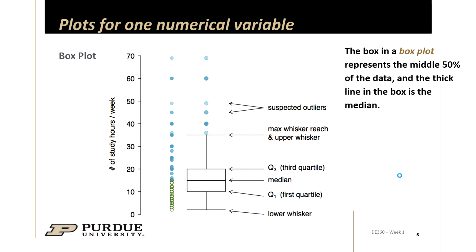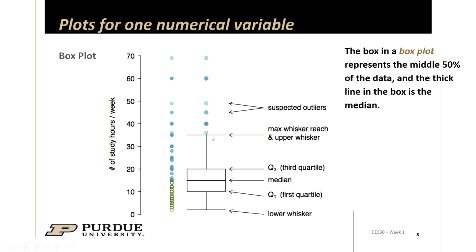Another plot for a numerical variable is a box plot. Now that you are familiar with quartiles and the median, you can create this plot. The box is determined by Q1 and Q3, and the center of the box is the median.